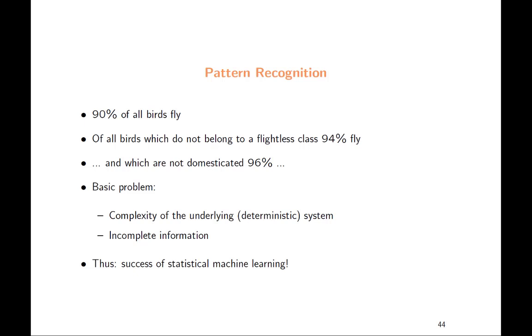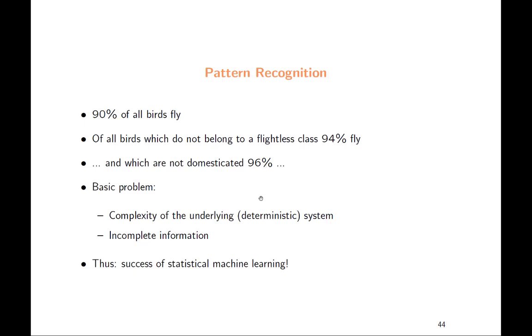So, of course, pattern recognition has no problem with saying that 90% of all birds fly. So it doesn't care about details, maybe. But if you have more input information about the actual bird in front of you, you can be better in the accuracy. So all birds which do not belong to the flightless class, 94% fly, so it's already more. If they're not domesticated, the number even goes up.